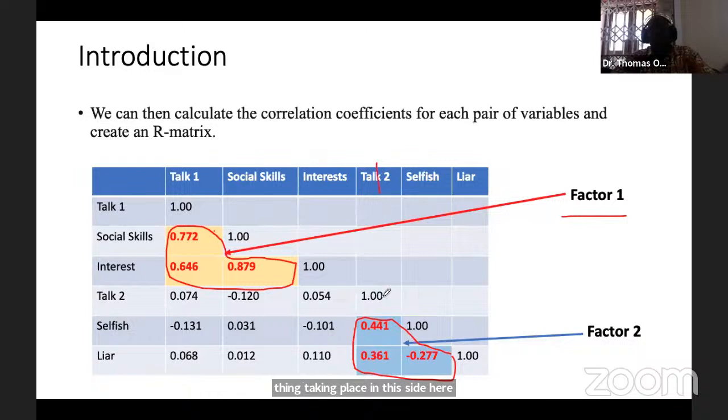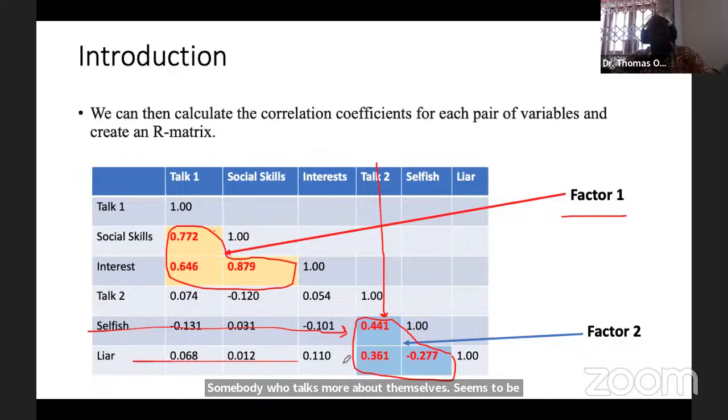Somebody who talks more about themselves seems to be positively correlated to selfishness. Okay. It's also, if you talk more about yourself, you also tend to be more of a liar. Okay. So you can see this good aspect and these are negative aspects.